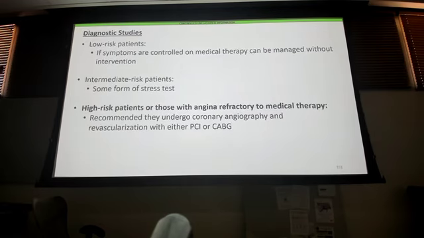So what do you do when you have a patient who you suspect has stable angina? If they're low risk or intermediate risk, get some kind of stress test in order to challenge them to see if you start to see some changes or if they start to develop symptoms with it. If they're high risk, then usually we're just bringing those patients back to get PCI or CABG done just because of their high risk standing.